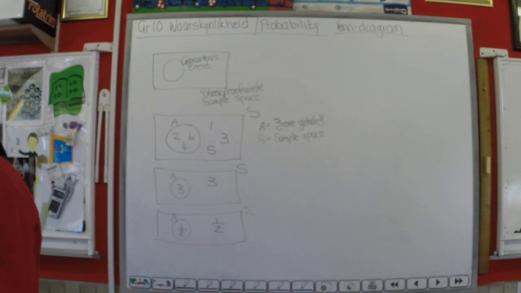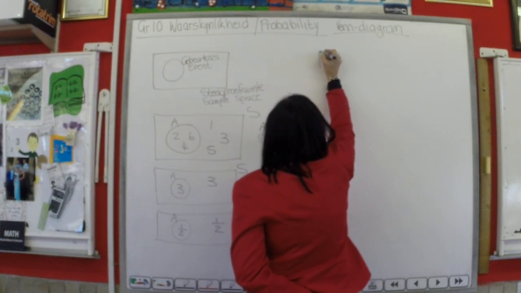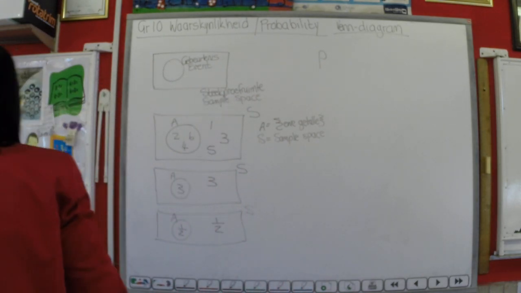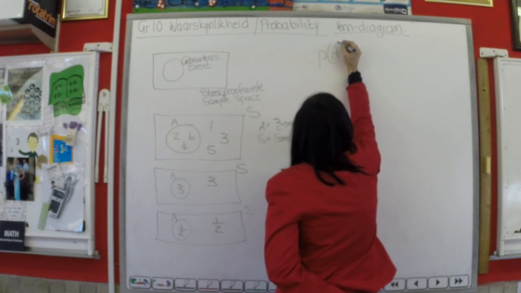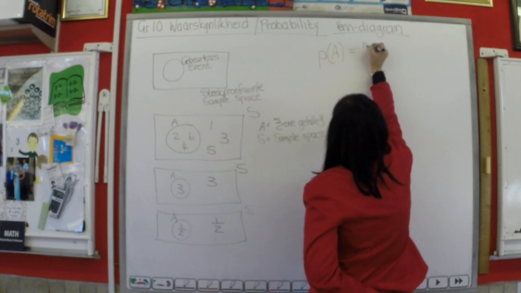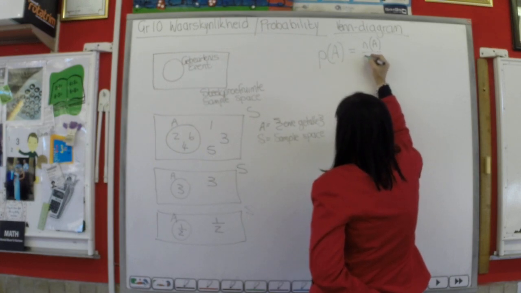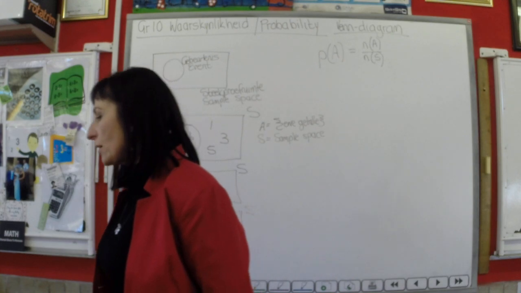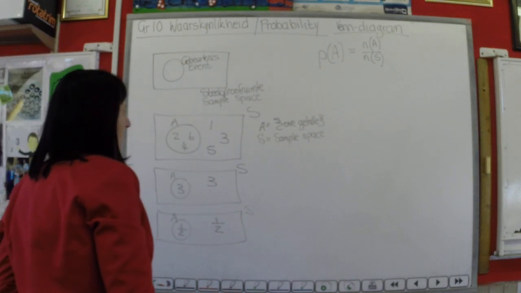Let's do an example, and before we do it with probability, we write probability like this. The probability of getting a certain event. Let's make it the probability of getting A is the number in A on the number in the sample space. Die aantal goed in A op die aantal goed in die hele steekproefruimte.